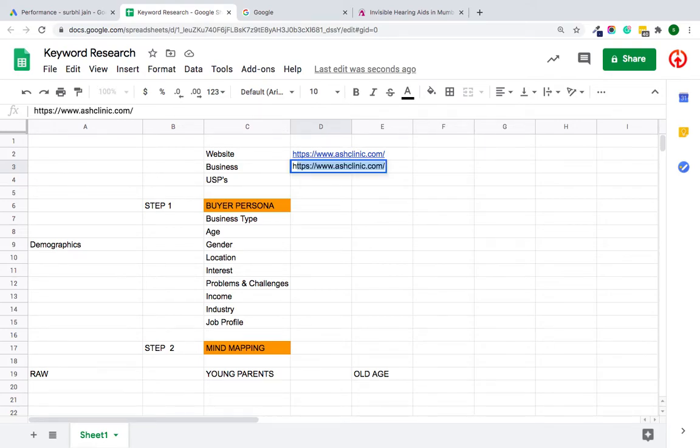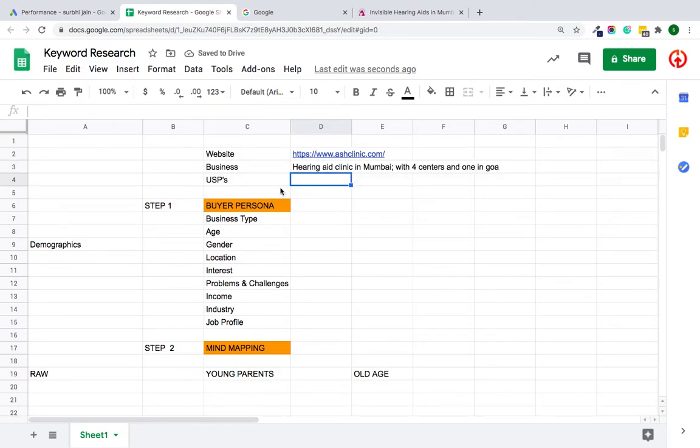that it's a hearing aid clinic in Mumbai with, I think, 4 centers and 1 in Goa.